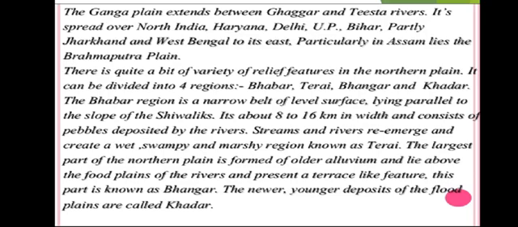Here, the Ganga plain extends between Ghaggar and Tista river. It spreads over North India, Haryana, Delhi, UP, Bihar, parts of Jharkhand and West Bengal. And particularly in Assam lies the Brahmaputra plain. Now, the northern plain is divided into four regions. What are those four regions? Bhabar, Tarai, Bhangar and Khadar.